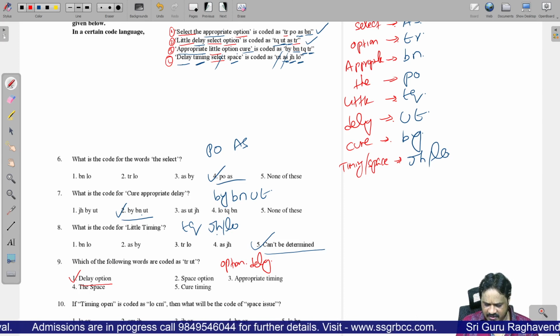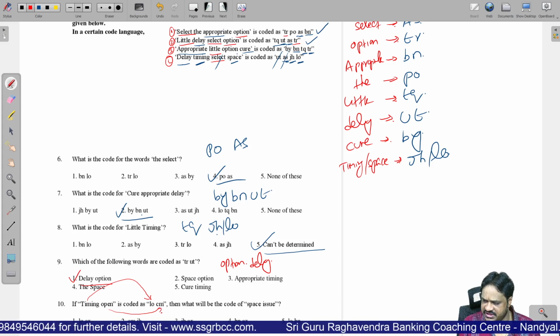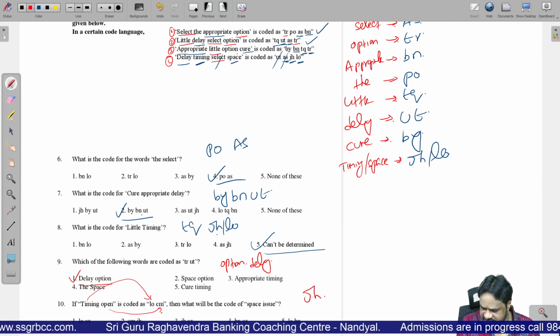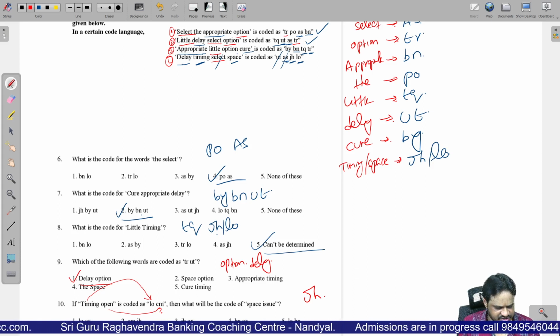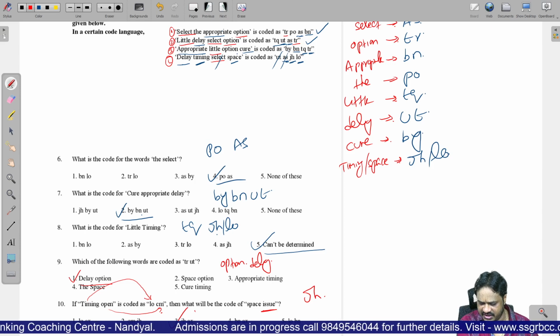Next one. If timing open is coded as LOCM, that means timing is coded as LO, open is coded as CM. Then what is the code for space issue? Since the timing code is LO, space means JH. Along with JH, there should be a new word because issue is a new word. JH, AX is the correct answer. Option 3 is the correct one.